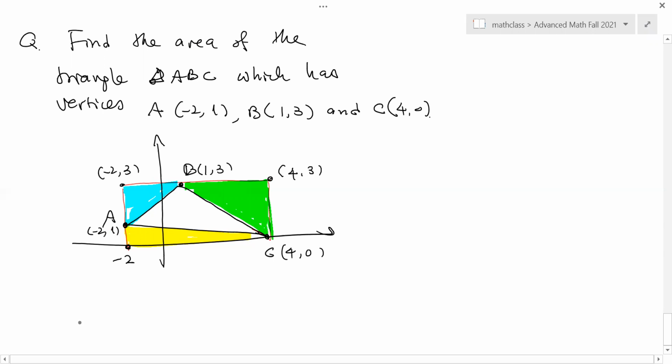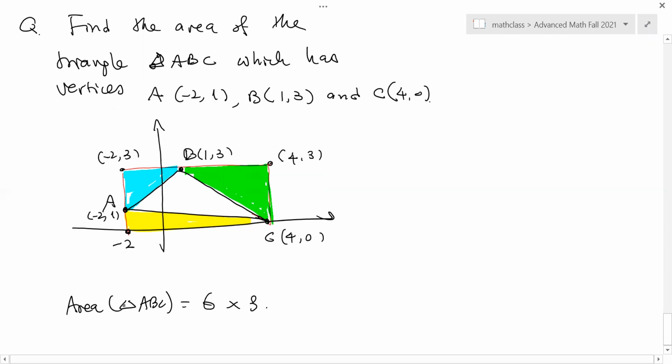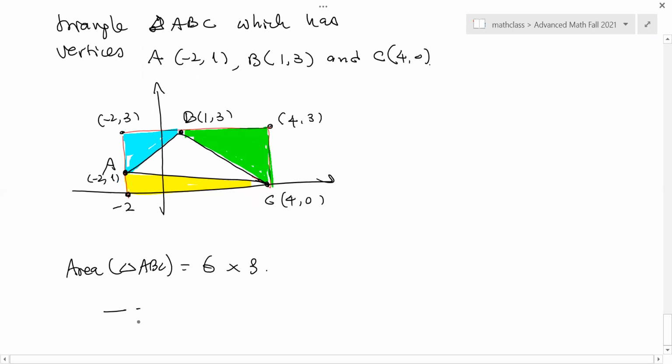So it's easy to find out the area of the triangle ABC. It's going to be the area of the rectangle, where the length is 6 and height is 3, right? And minus the area of the yellow triangle, half of 6 times 1. The area of the green triangle, from 1 to 4 is 3, and from 0 to 3 is also 3, okay?